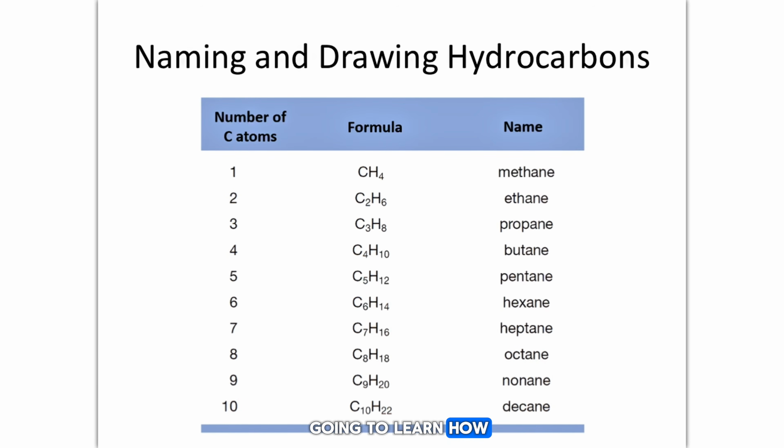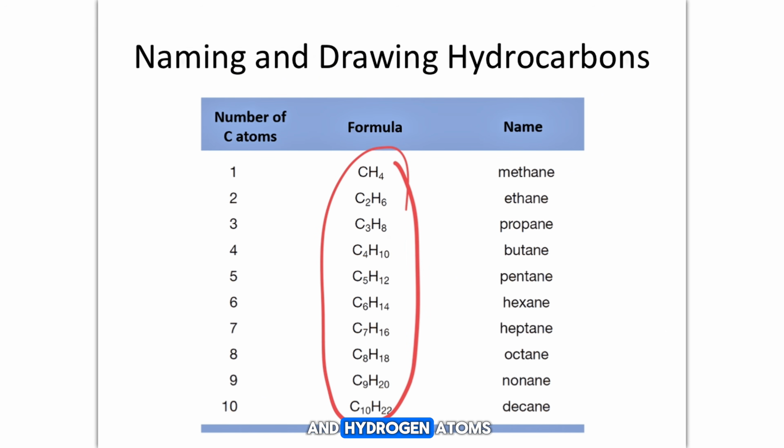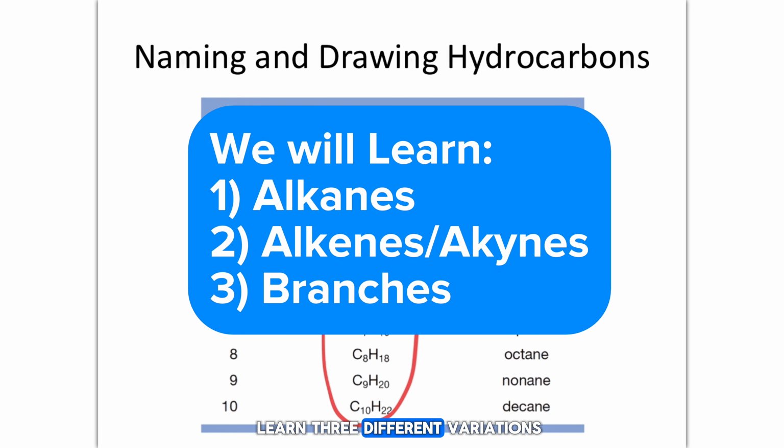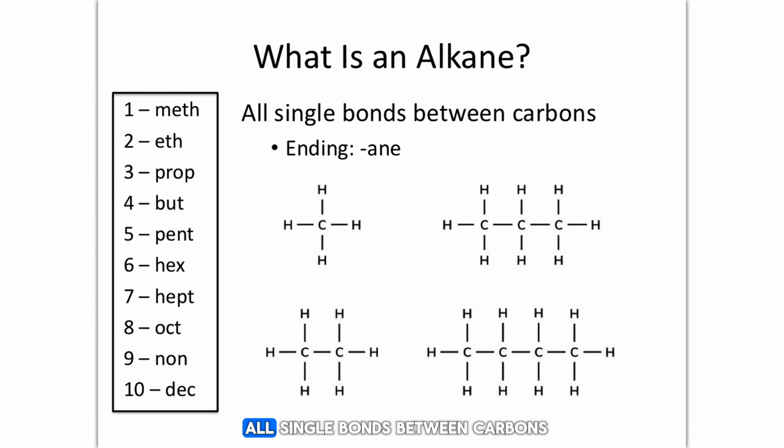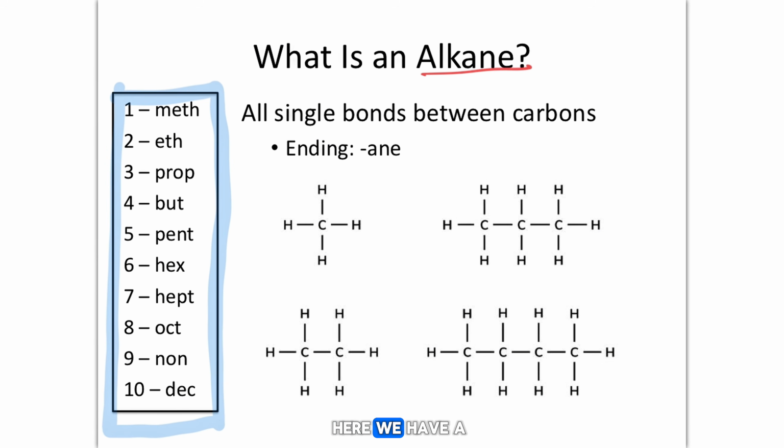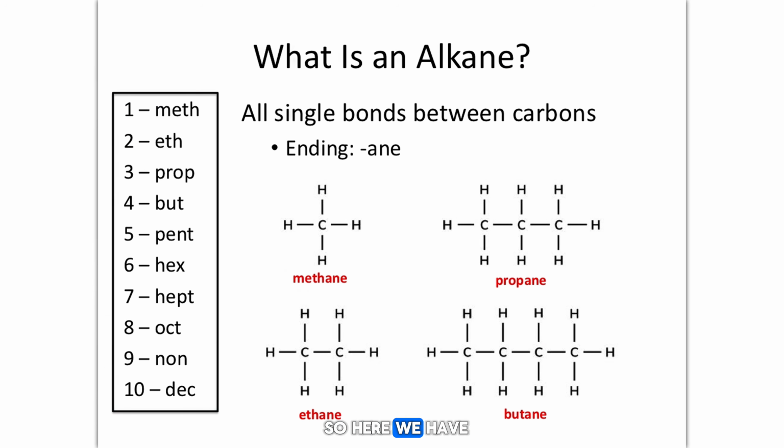In this video, we're going to learn how to name and draw hydrocarbons. Hydrocarbons contain only carbon and hydrogen atoms, and we're going to learn 3 different variations of those molecules. All single bonds between carbons, that's an alkane. And on the left side here, we have a prefix chart. They tell us how many carbons are in the longest chain. So here we have methane, ethane, propane, and butane.